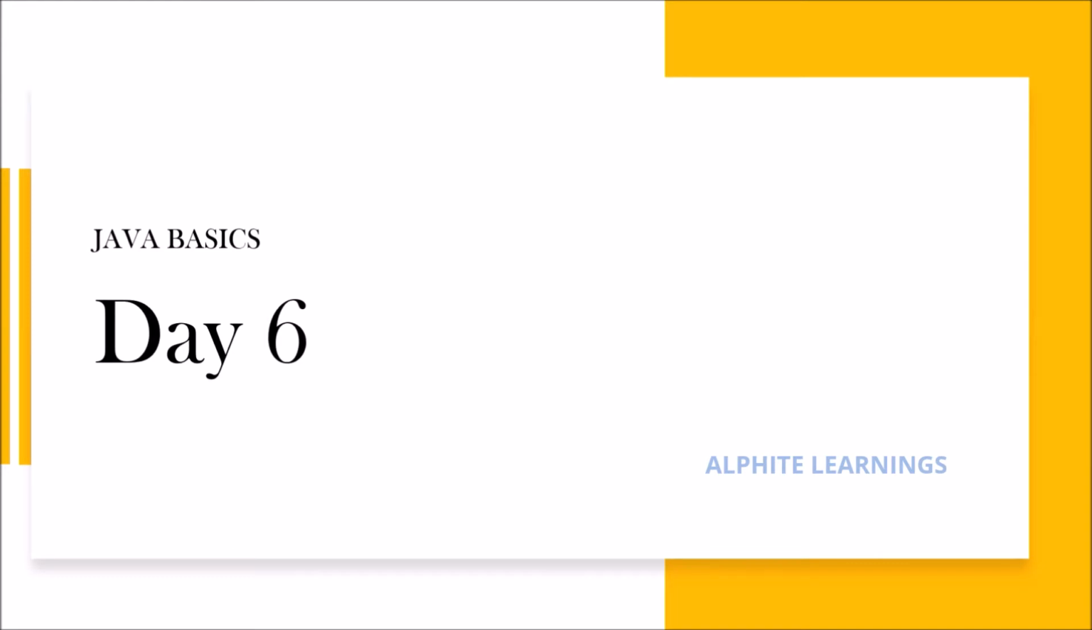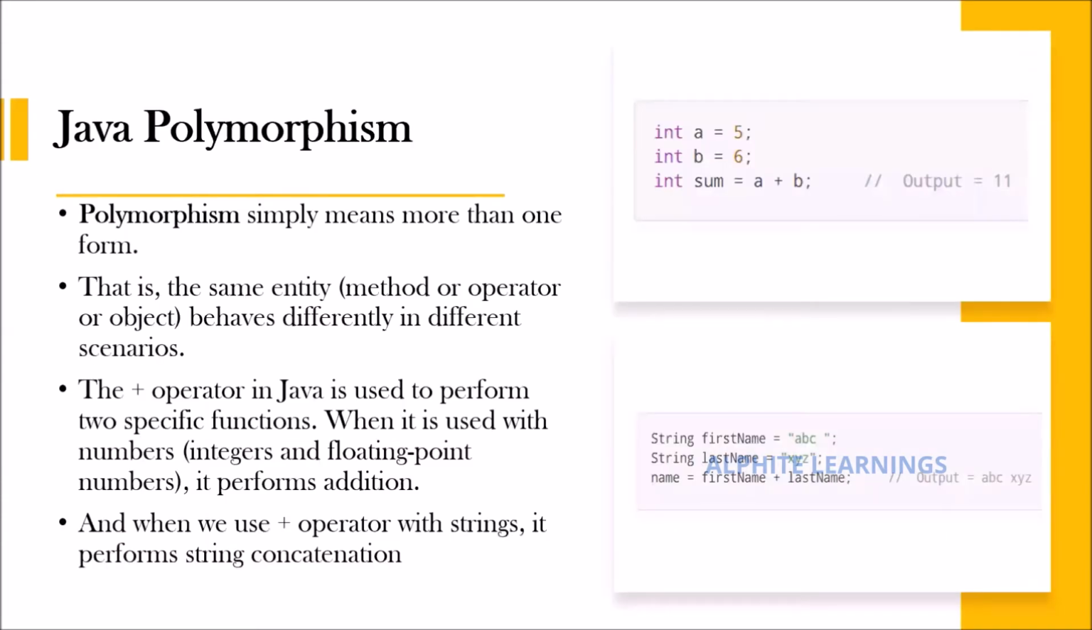So yesterday we did until inheritance, right? Today we'll start with the topic of Java polymorphism. Polymorphism is also a topic that comes under OOPS, object oriented programming. So this is also a concept that comes under the topic. Okay, so what is polymorphism?